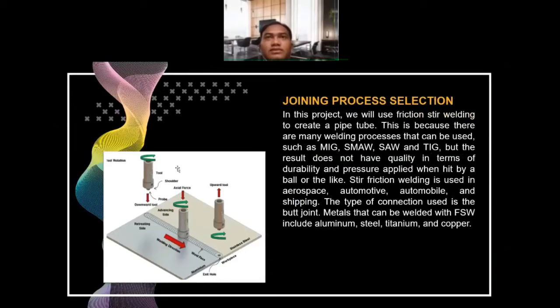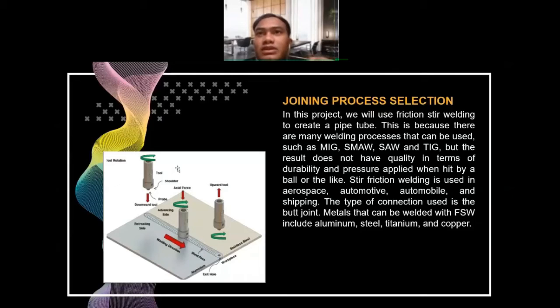Okay, we're going to go through the joining process selection. In this project, we will use friction stir welding to create our project. This is because there are many welding processes that can be used such as MIG, SMAW, SAW, and TIG, but the result does not have quality in terms of durability and pressure applied when hit by a ball or the like.